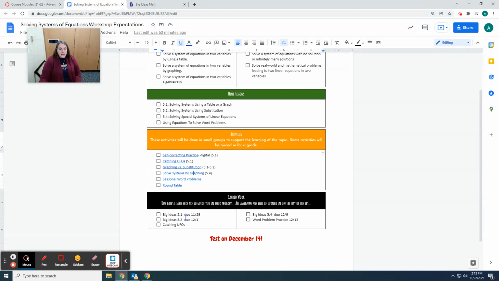You also have a Big Ideas 5.1. If you complete your must-dos, these 2, then you should work on your Big Ideas. Please remember to be respectful, be kind, and be on task.